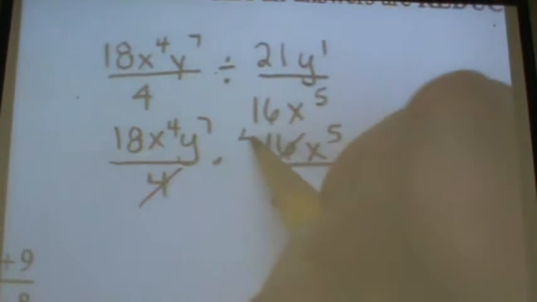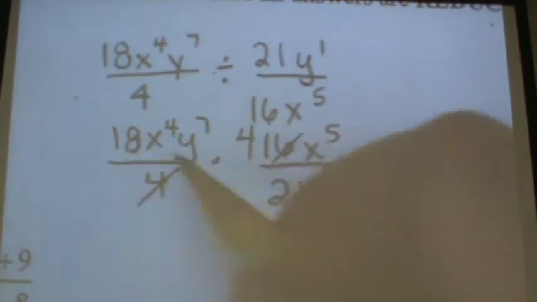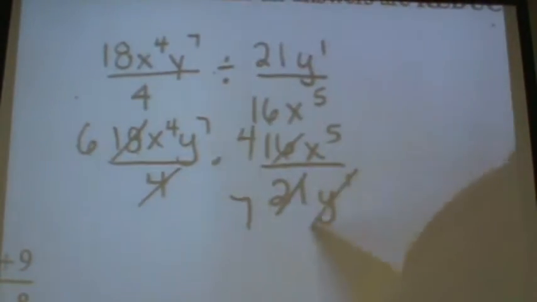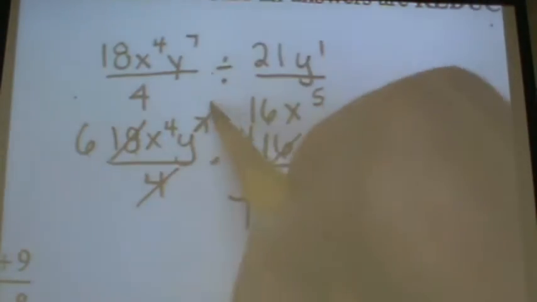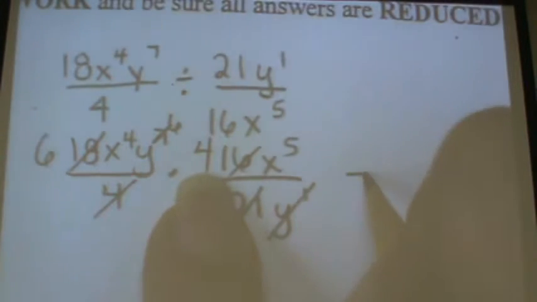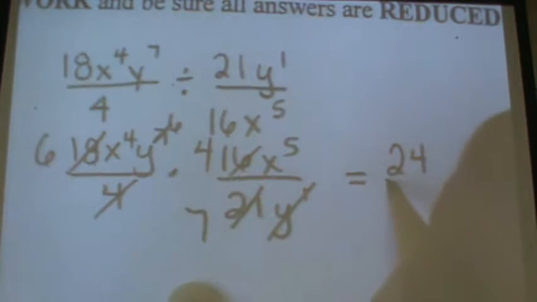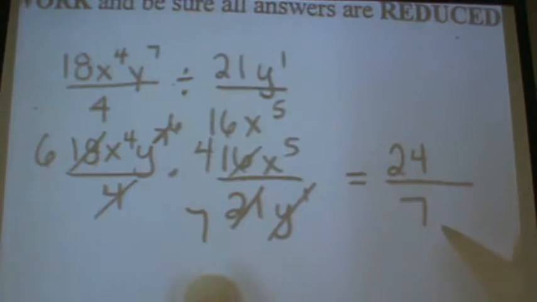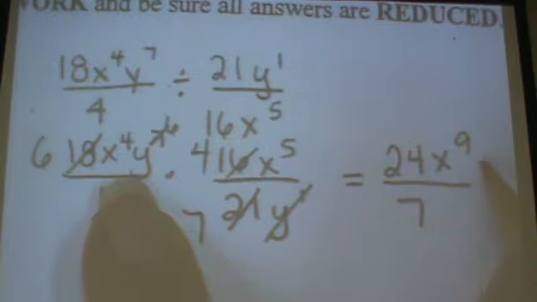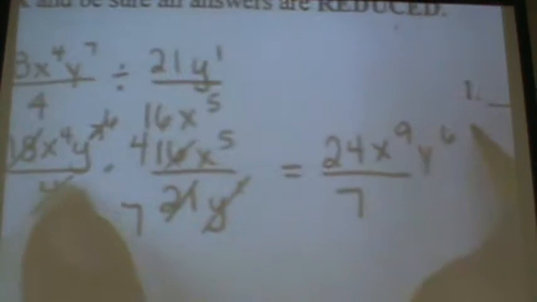4 goes into 16 4 times. I could take a 3 out of these, and I could take this 1y out of here. So this is y to the 6th. So what's your final answer? 6 times 4 is 24, and a 7 in the bottom. How many x's are left? 9 on top, and 6 y's on the top.